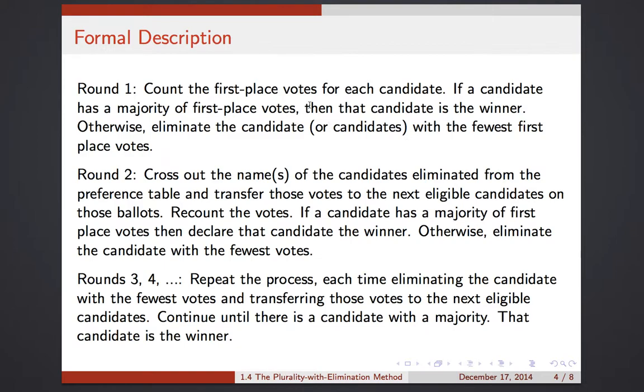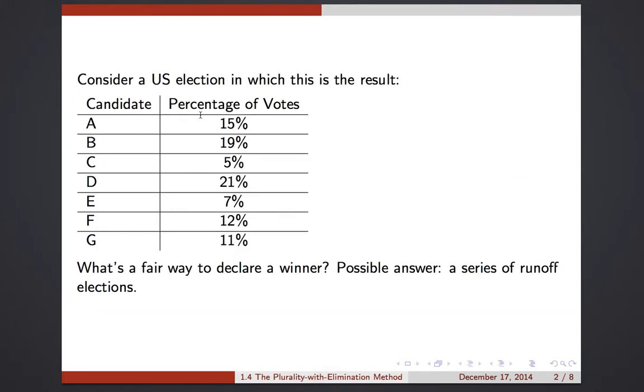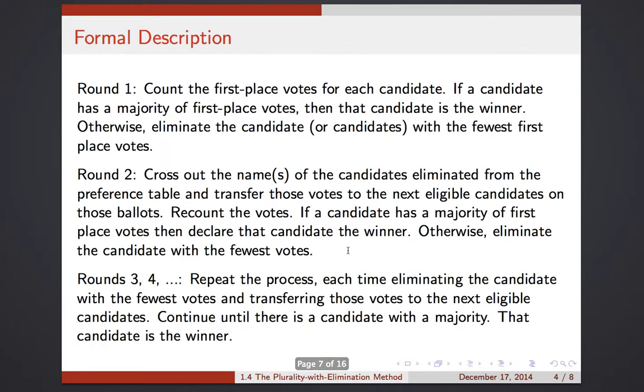However, otherwise, eliminate the candidate or candidates with the fewest first place votes. So in this example here, nobody has a majority, so we do what I just said. C has the fewest first place votes, you would kick him out. That's what this method says to do. You cross out the names of the candidates eliminated from the table and transfer those votes to the next eligible candidates on those ballots and recount the votes.